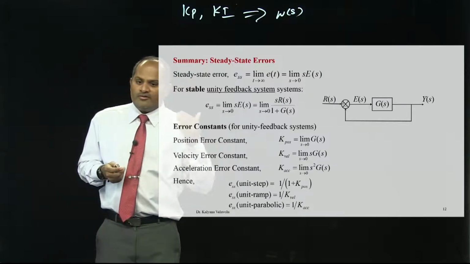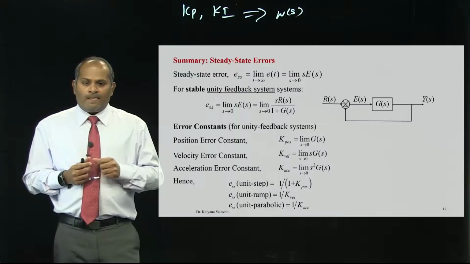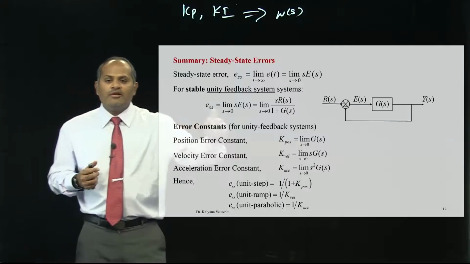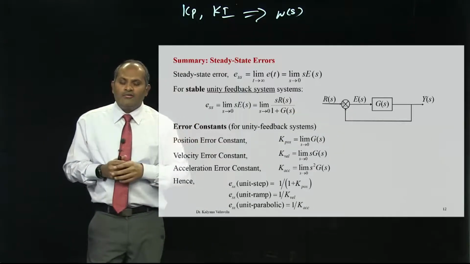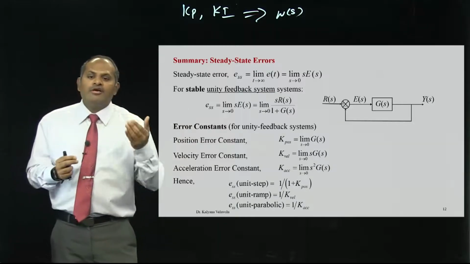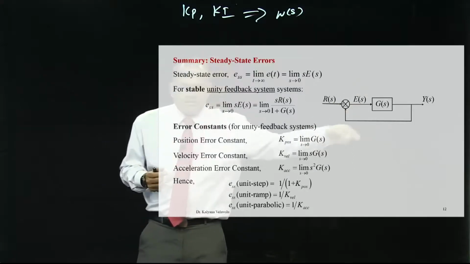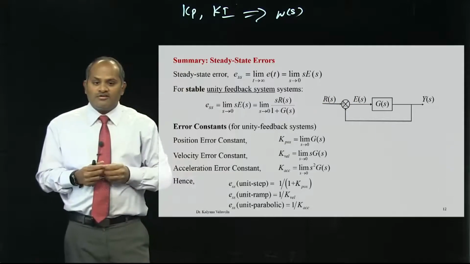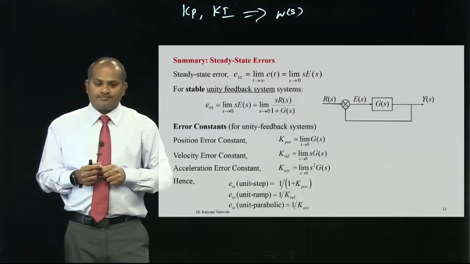So, if we try to summarize what we have learned, the most important point is that our steady state error performance is only reliant on a unity feedback system. So, if you do not have a unity feedback system, please convert it into a unity feedback system. Suppose you have a feedback term here, change the system to a unity feedback system, because the error constants are only defined for unity feedback systems.